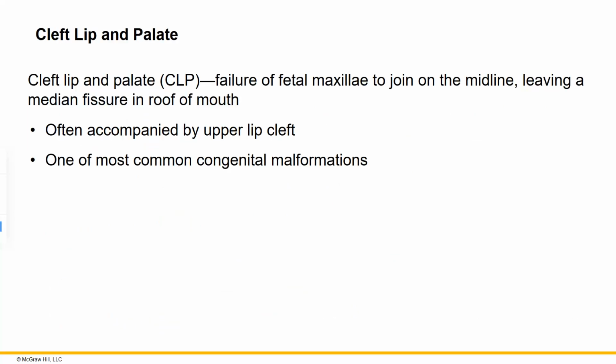Cleft lip and palate is the failure of the fetal maxillae to join at the midline, leaving a median fissure in the roof of the mouth, often accompanied by a lower lip cleft. It is one of the most common congenital malformations.